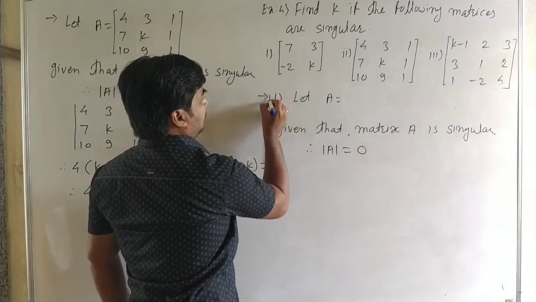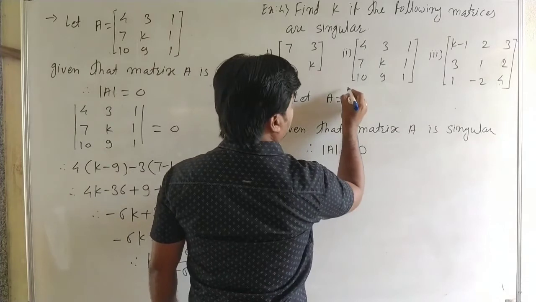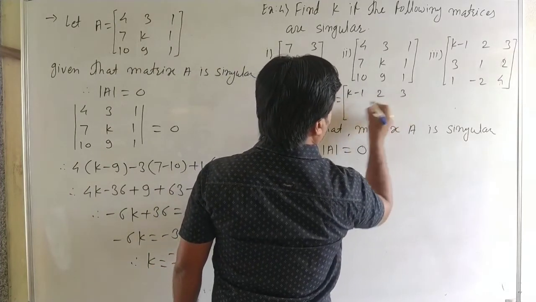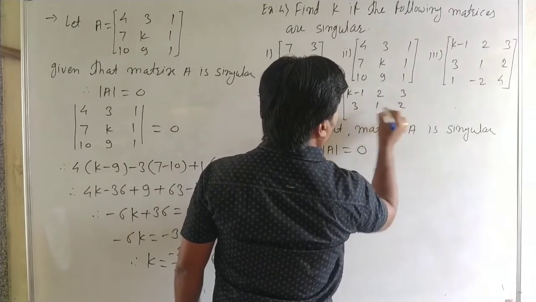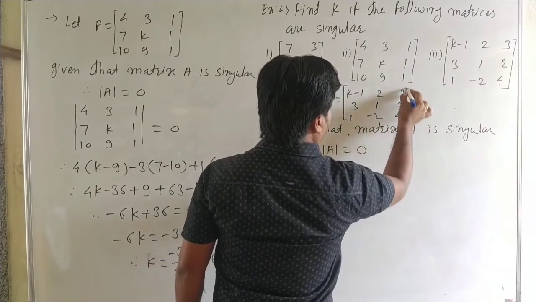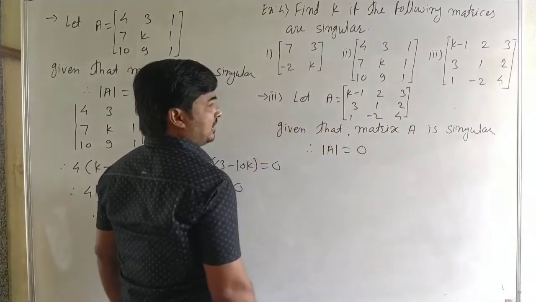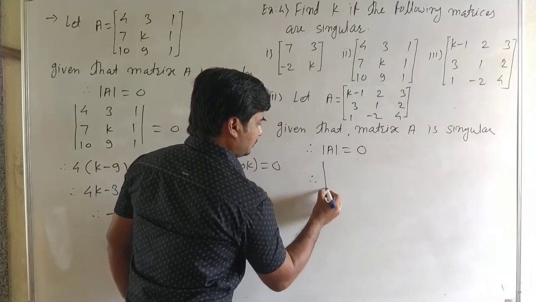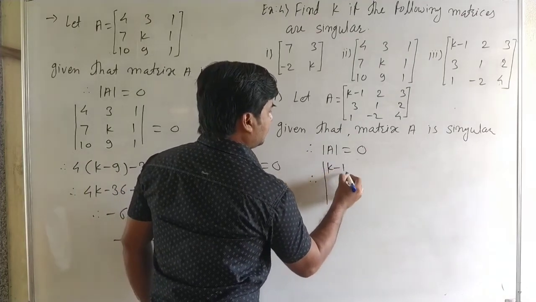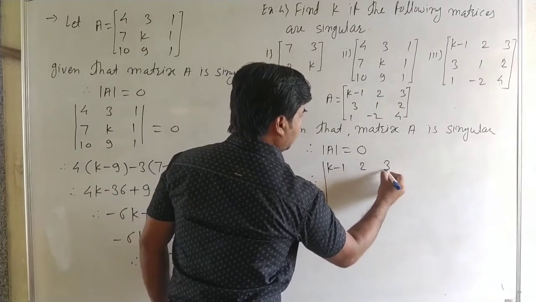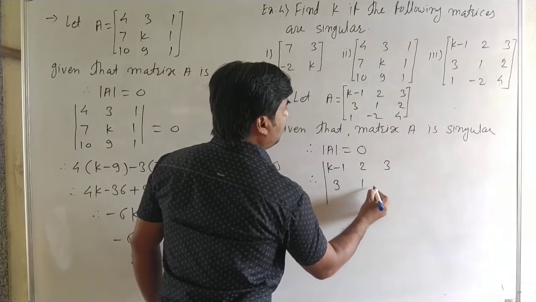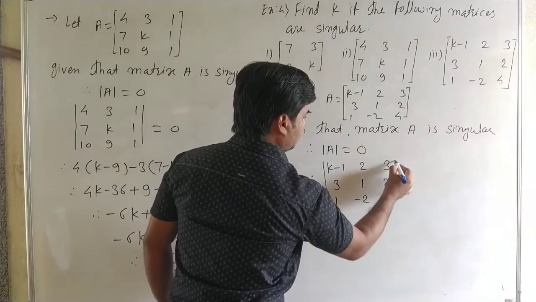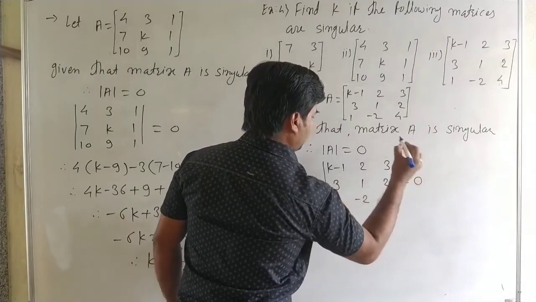Here, third example. Given the matrix with rows k, minus 1, 2; 3, 3, 1; 2, 1, minus 2, 4. The given matrix is a singular matrix, therefore the determinant of the matrix is 0, and therefore you can write the determinant of k, minus 1, 2; 3, 1, 2; 1, minus 2, 4 is equal to 0.